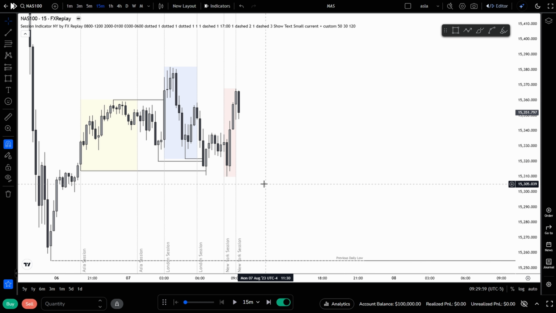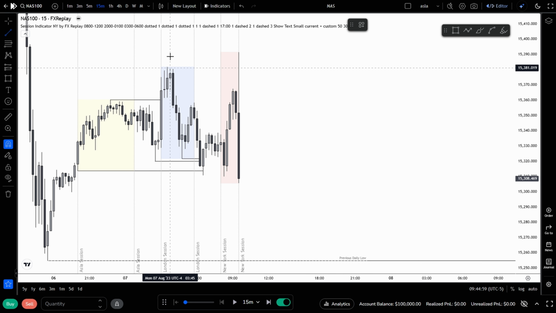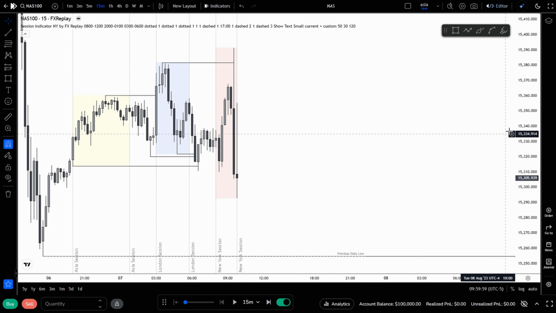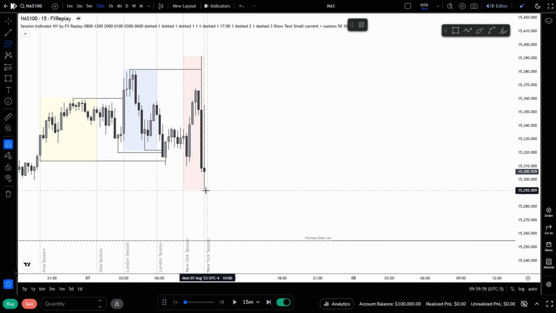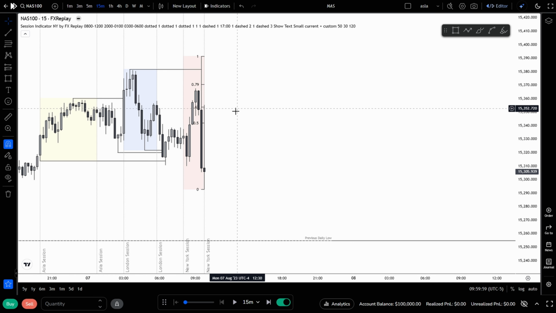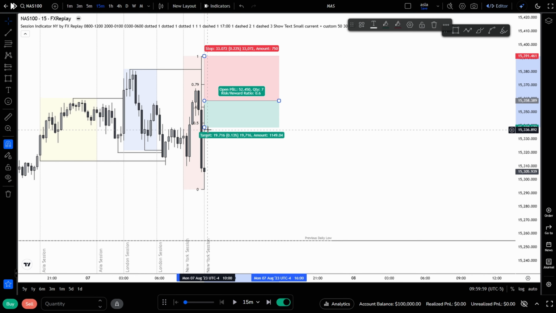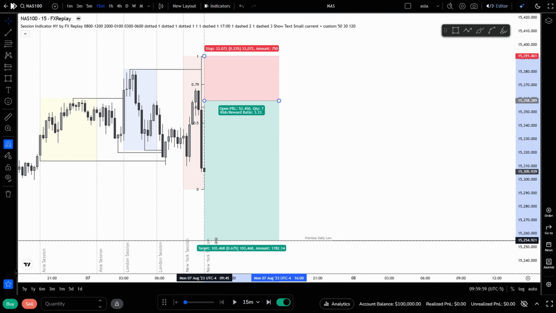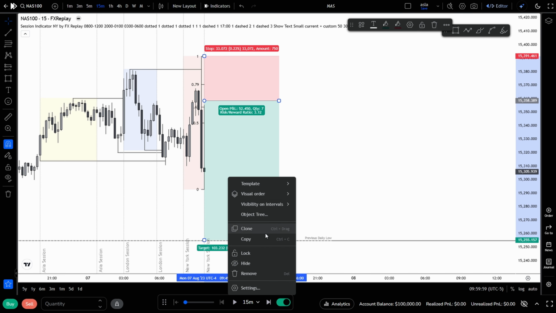Here we sweep London high and get displacement lower. With that, I track an OTE of this range. I want to be tagged into OTE, stop above this high, and target previous day low. Price retraces into OTE, then trades lower. And there we go. Previous day low gets hit before a reaction.